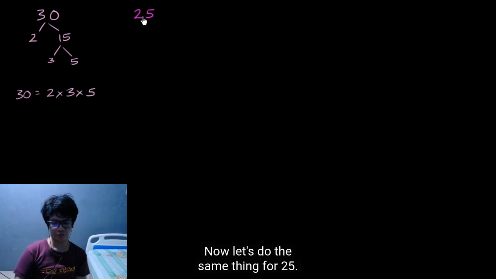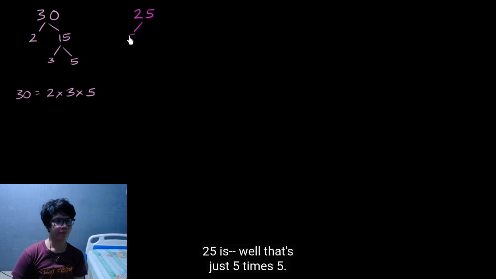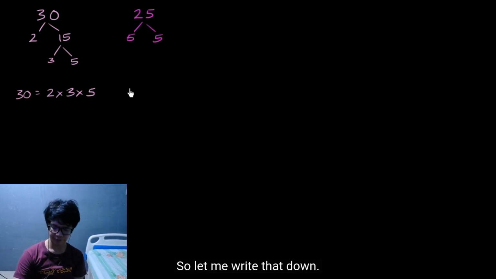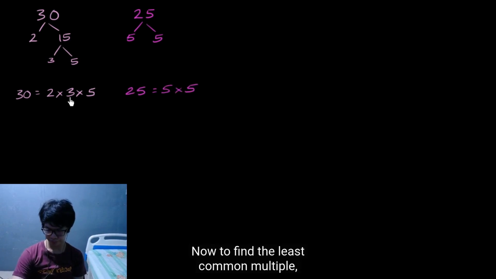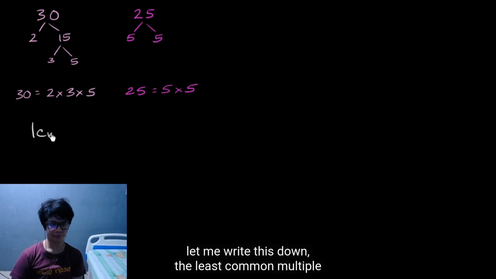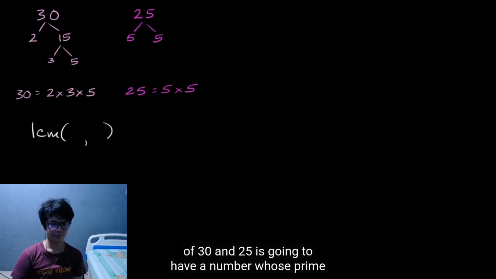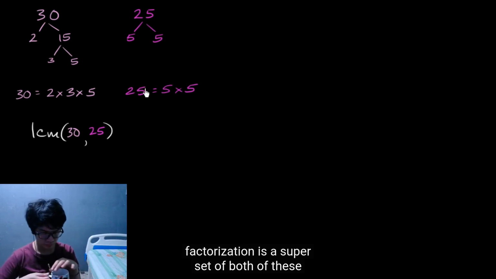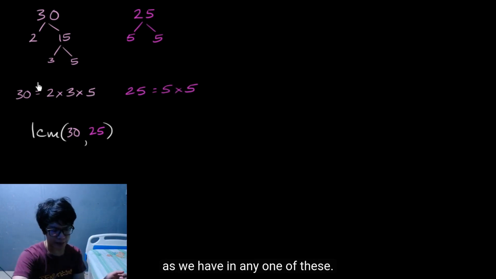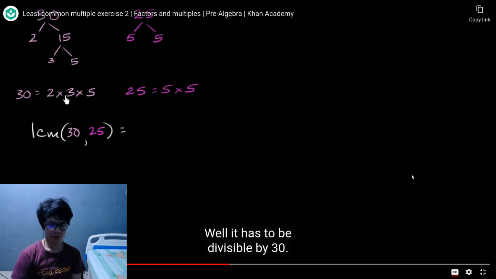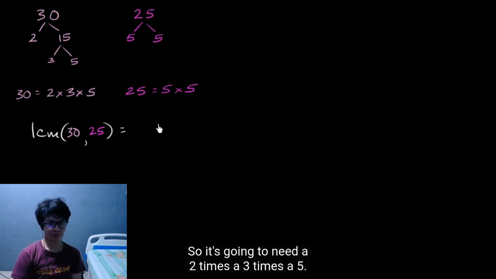Now let's do the same thing for 25. 25 is, well, that's just 5 times 5. So let me write that down. 25 is equal to 5 times 5. Now to find the least common multiple, let me write this down. The least common multiple of 30 and 25 is going to have a prime factorization that is a superset of both of these, or has all of these numbers in it as many times as we have in any one of these. So it has to be divisible by 30, so it's going to need a 2 times a 3 times a 5.